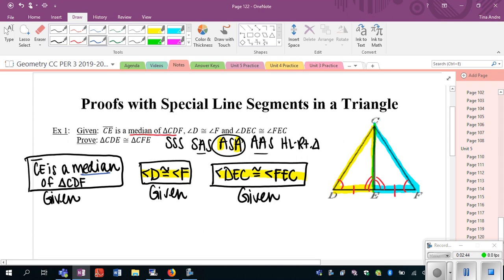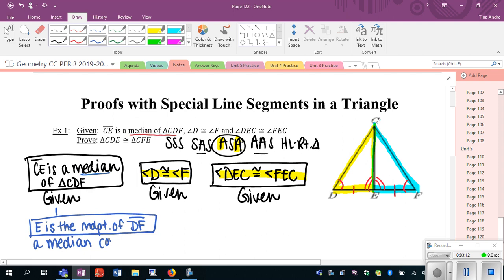So remember what we first said, since CE is a median, that means that E is the midpoint. So I'm going to go ahead and make that conclusion. I'm going to say E is the midpoint of DF. And that's because a median connects the vertex and midpoint of a triangle.